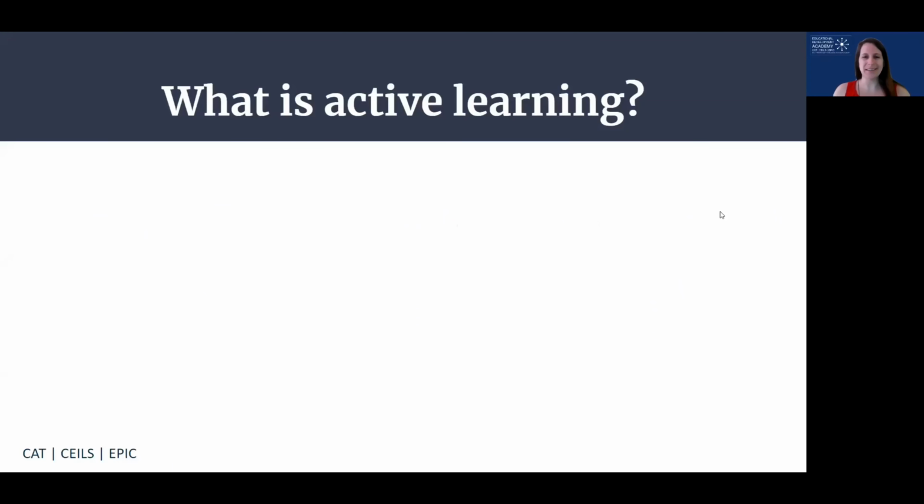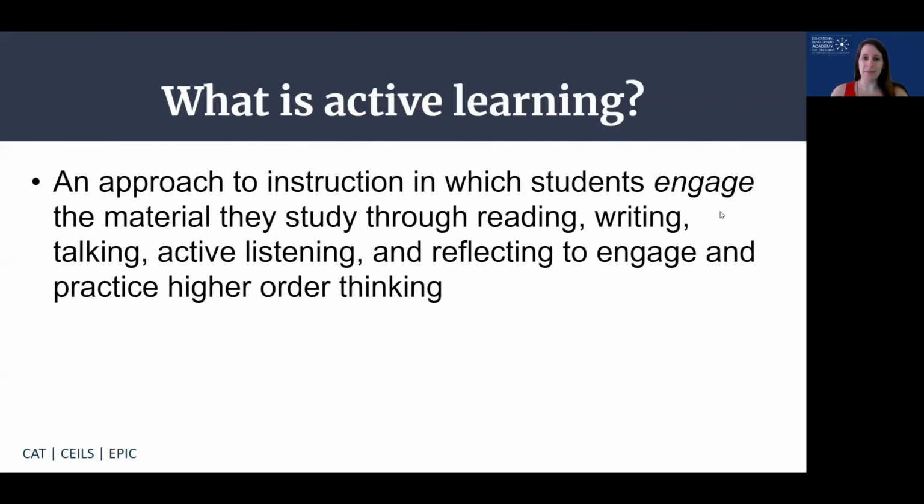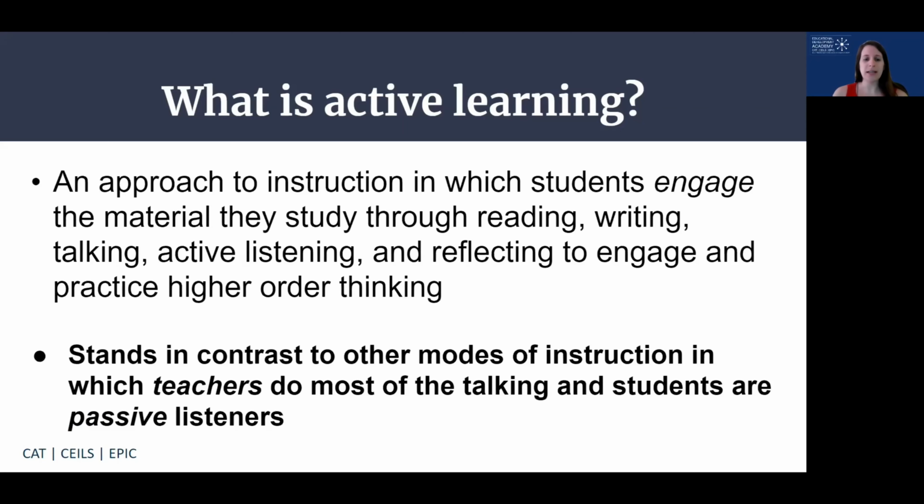What is active learning? When we refer to active learning, we're talking about a teaching approach, or approach to instruction, in which students are engaged with the material they're learning, either through reading, writing, talking, active listening, and reflecting. This is a way to engage and think about and practice higher order thinking skills. Now, this stands in contrast to other types of instruction, like a lecture-based course in which teachers do the majority of the talking and the students are there as passive listeners as opposed to active ones.